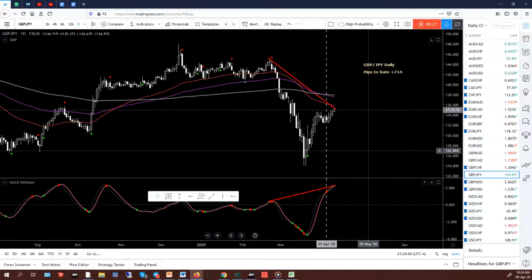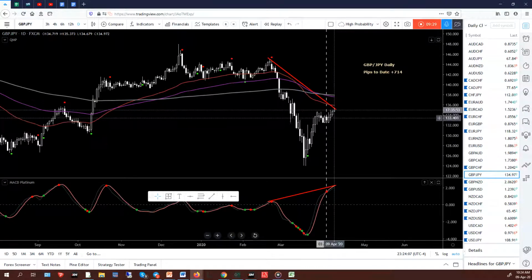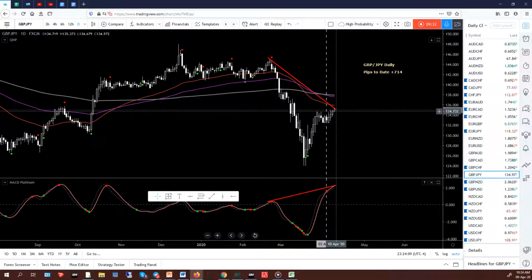Pound yen. Again, looking for hidden bearish divergence. Nothing happening at the moment.